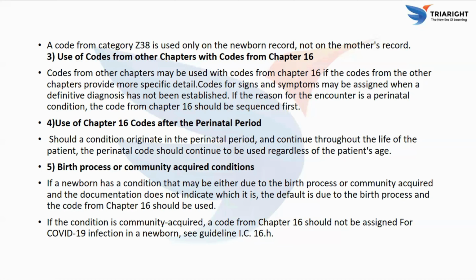And what are the signs and symptoms in newborn? If a baby has symptoms like poor feeding or fever and there is no definitive diagnosis, so you can assign signs and symptoms codes along with the P codes. And what is combining P code plus other chapter code? P code is for perinatal condition and other chapter code gives more detail or cause. So always sequence the P code first if it is the main diagnosis.